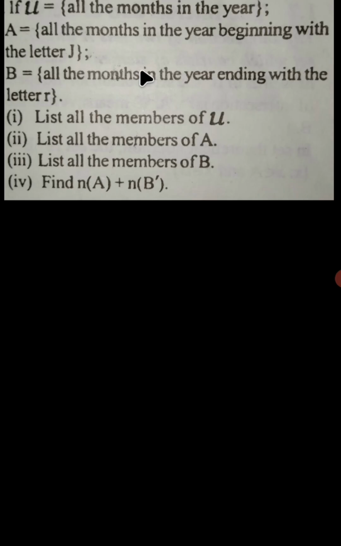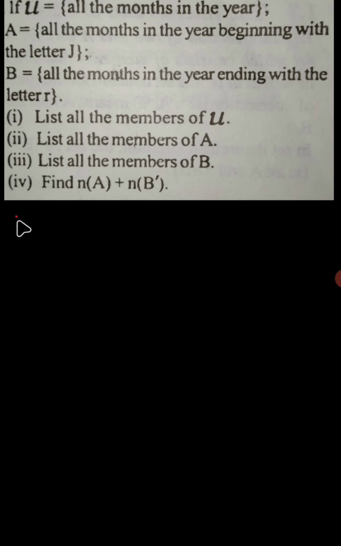The next question we are going to deal with is another question, which is basically like that first question. The question says, if the universal set is all the months in a year, and set A is all the months in the year that begin with letter J, and set B is all the months in the year ending with letter R, then we are supposed to list all the members of the universal set. We are just going to represent that with maybe 3 or 4 letters.